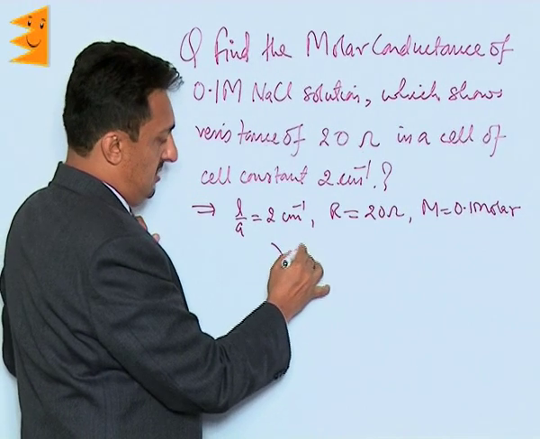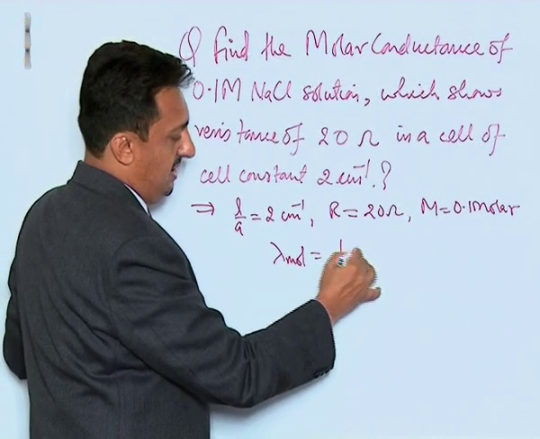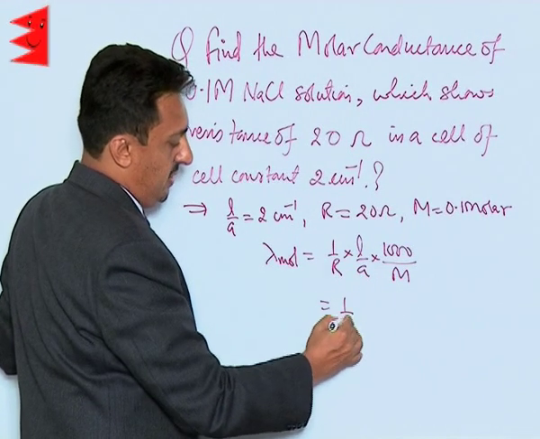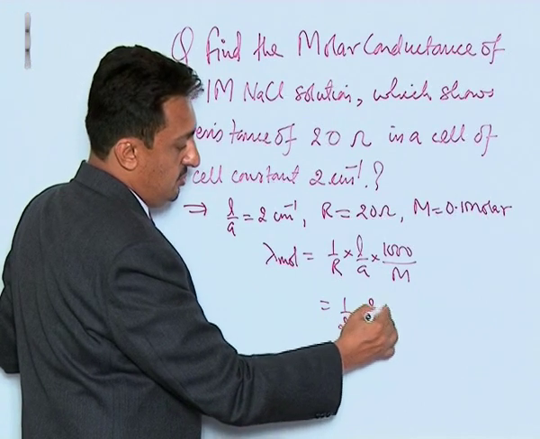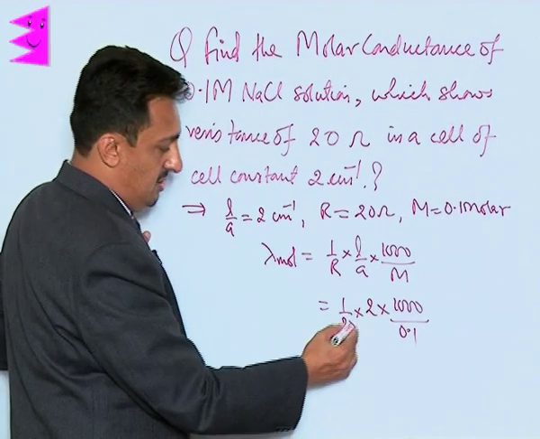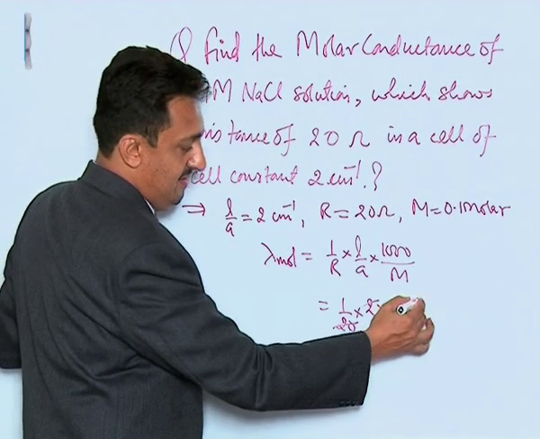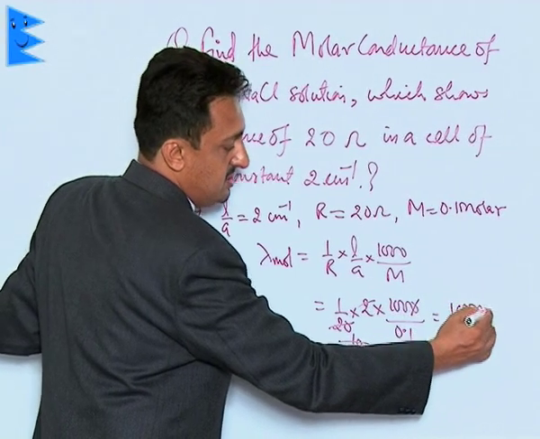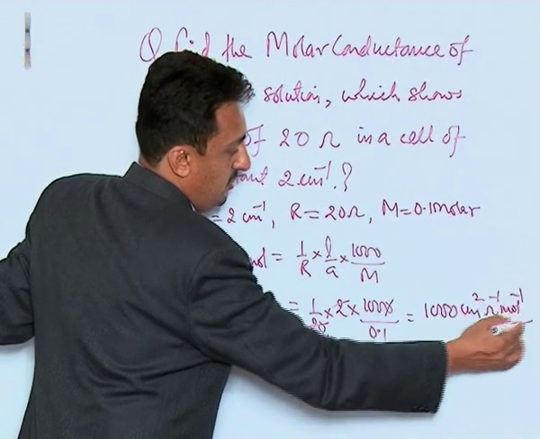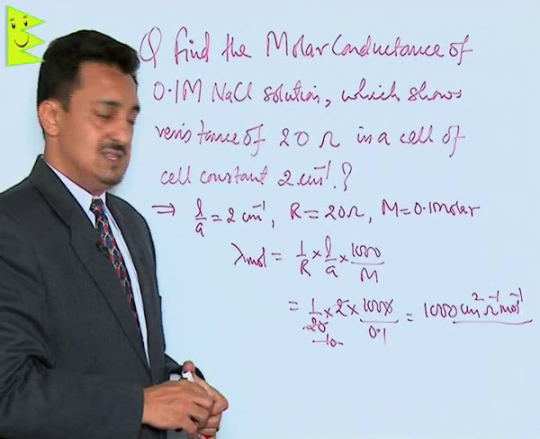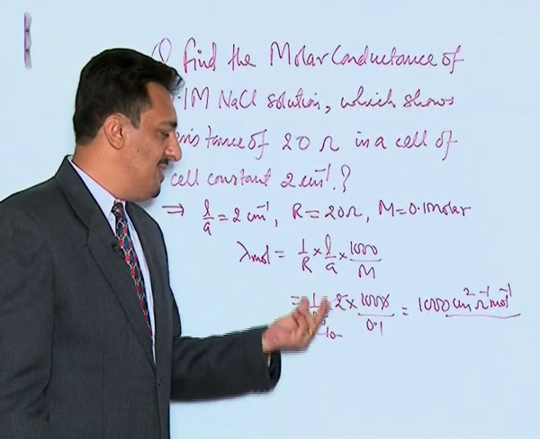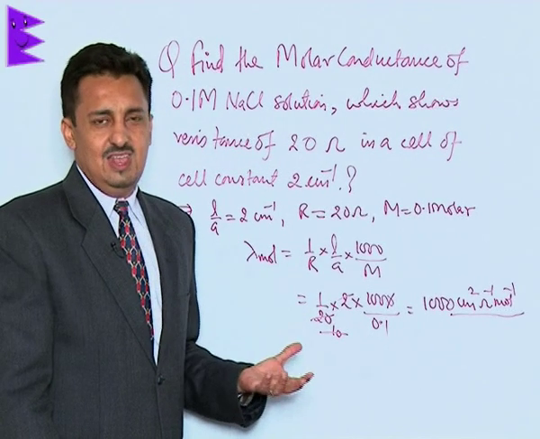We know the formula that the molar conductance can be determined as 1 by R into L by A into 1000 upon M. So it's 1 by 20 into 2 into 1000 upon 0.1. So it will be 10. This gets cancelled out from this, so it comes out to be 1000 centimeter square ohms inverse mole inverse. So this is the answer. It's a very simple formula, and mostly the direct values are given. This can be placed like this to find out the molar conductance of any given electrolyte.